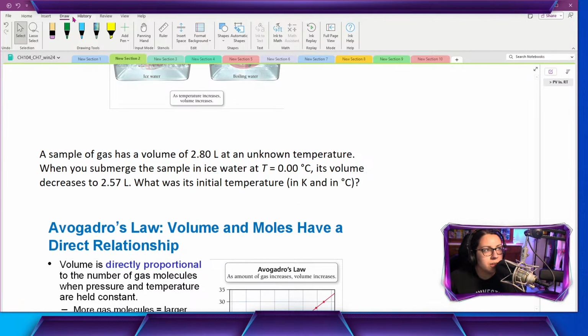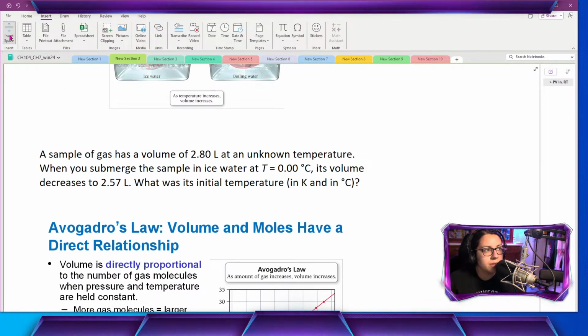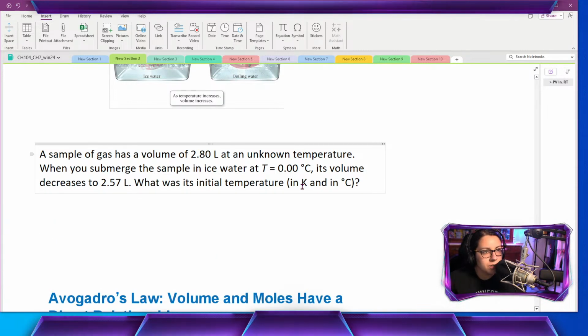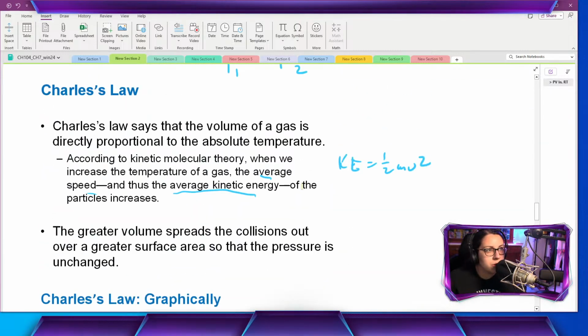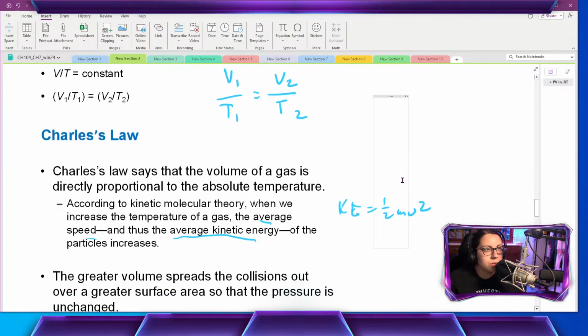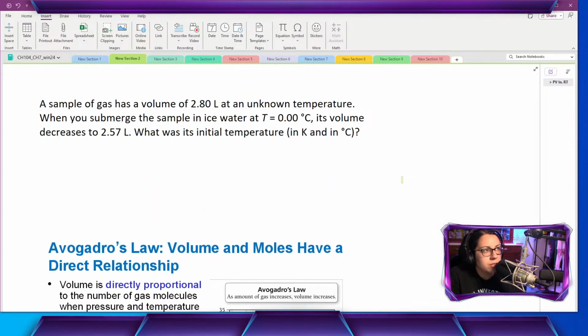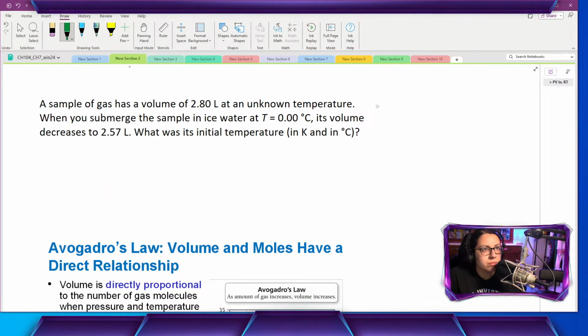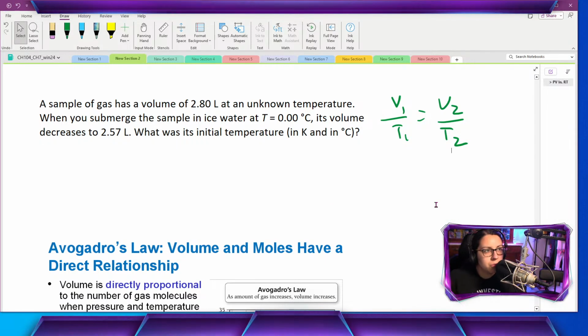All right, let's try our next sample problem. Again, don't forget to convert and be in Kelvin. And let's give you the formula one more time. So remember, it's V1 over T1 equals V2 over T2. And so we have a sample gas has a volume of 2.8 liters at some temperature. When we submerge the sample in ice water at 0 degrees Celsius, its volume decreases to 2.57 liters. What was the initial temperature?